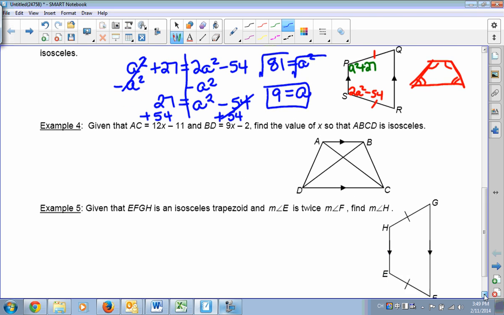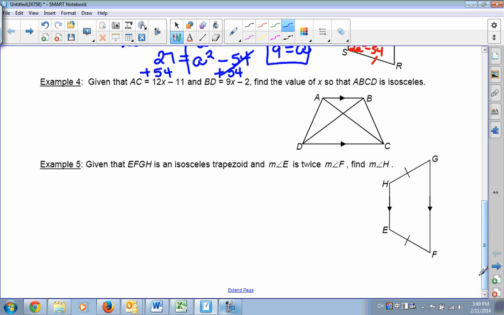Yeah, trapezoids are really basic. Okay, what do we have going on here? Diagonals. And if it's an isosceles, we know the diagonals are equal. So AC is all the way this way. It is 12x minus 11, and then BD, this one, is 9x minus 2. So if we know both diagonals, what can we do to set up our equation?